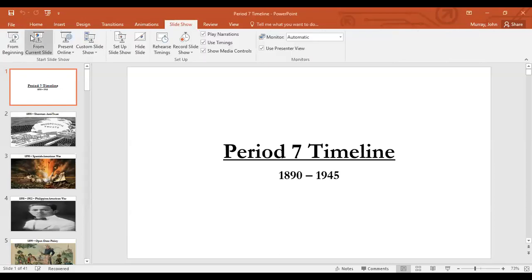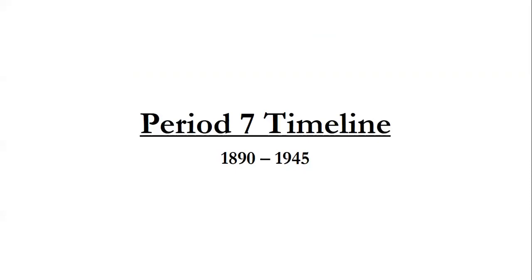All right, guys. We are going to go ahead and get started. We're looking at period 7, the timeline. The dates are 1890 to 1945. What you're going to want to do is write down these events in order. It helps for you to understand contextualization, so, from how events were shaped and how eras were shaped.